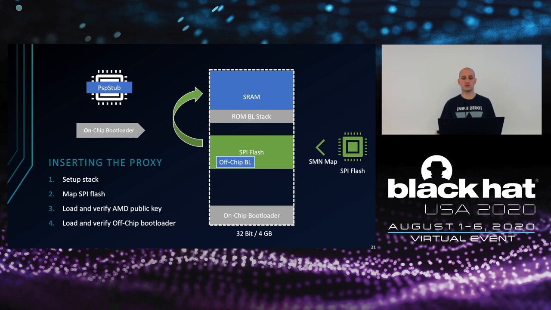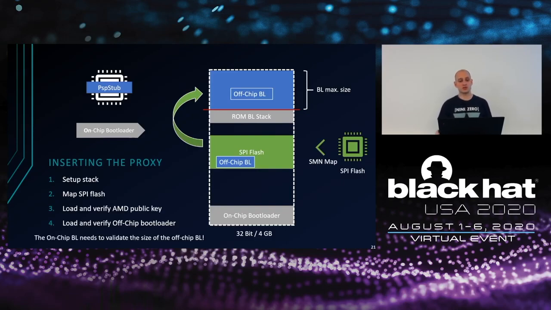The off-chip bootloader is part of the SPI flash, and it will copy the binary into the local SRAM. Now, you can see that there's a red line between the off-chip bootloader and the bootloader stack. Of course, this copy operation must not cross that line. So we have a certain maximum size that the off-chip bootloader can occupy, and this size is smaller than the SRAM size. So the on-chip bootloader needs to validate the size of the off-chip bootloader before the copy operation takes place.